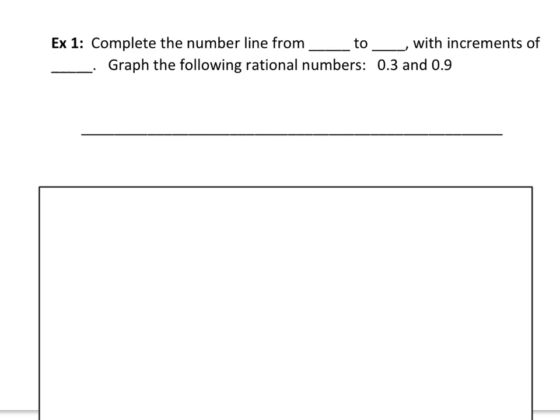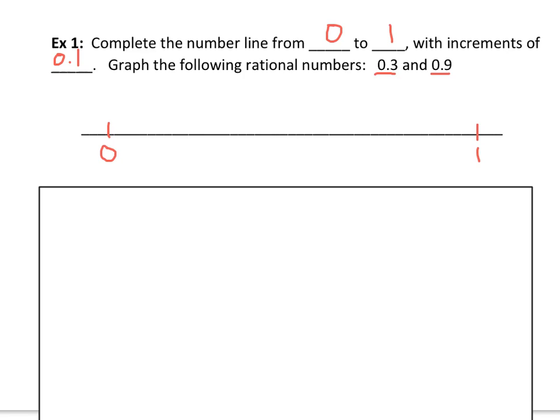So example 1 says to complete the number line from 0 to 1 with increments of 1/10. Then they want us to graph the following rational numbers. They want us to graph 3/10 and 9/10. So now what I want to do is I want to start with 0 on the far left and then end with 1 on the far right, because we know that 1 is bigger than 0, so it has to be further to the right.